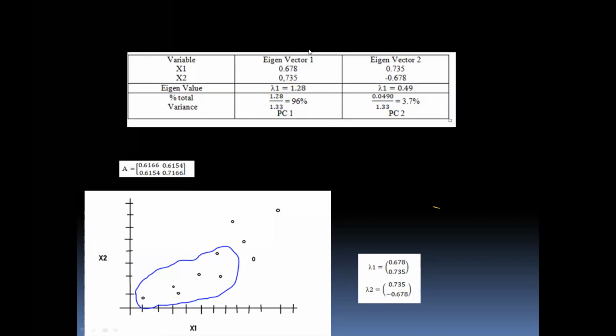So the first vector itself has more potential, it has 96% of variance. So only one vector is enough to represent your whole data. Okay, so instead of two vectors, is one vector more than enough to represent it? This ratio indicates the variance of your particular data, and this we call principal component 1.